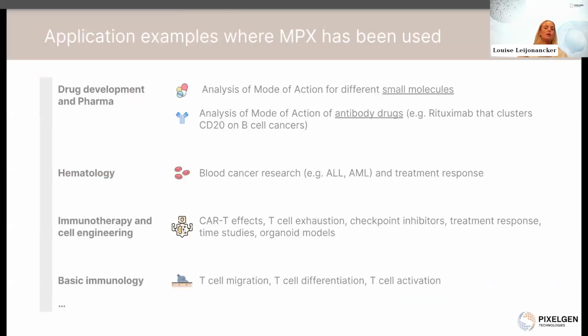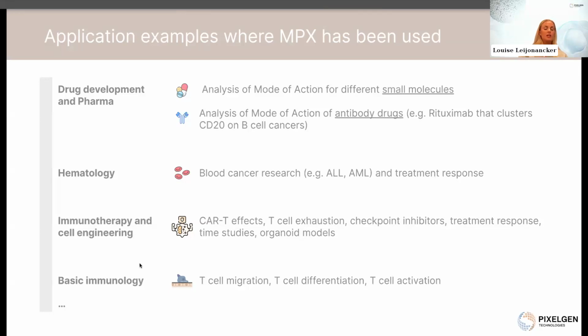So overall, there are a lot of different application examples where MPX has been used and also could be used. And what I've showed you here today with the drug development and pharma, looking at mode of action for different small molecules, but also antibody drugs like the rituximab case. We have also a lot of customers looking at hematology and doing blood cancer research. For example, with ALL and AML, and investigating treatment response.